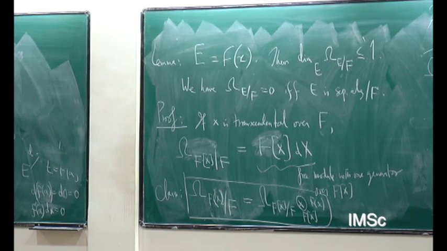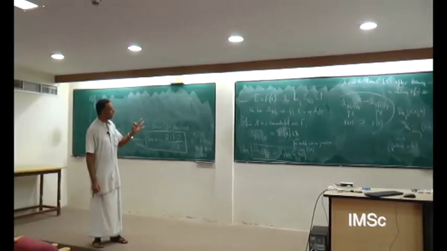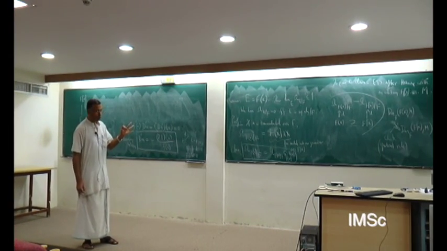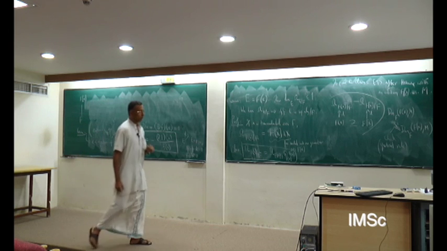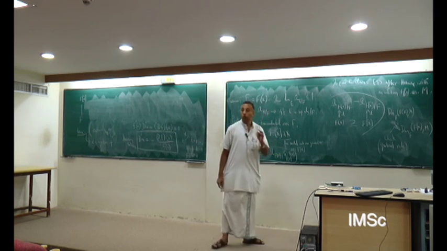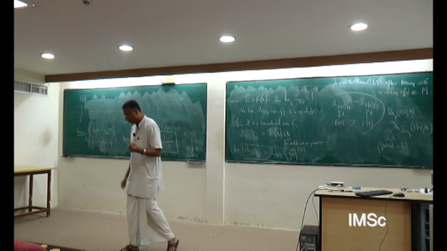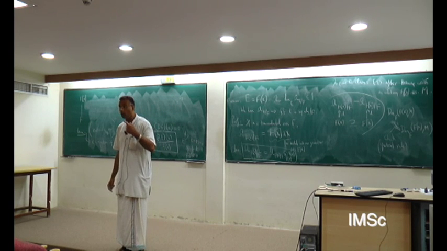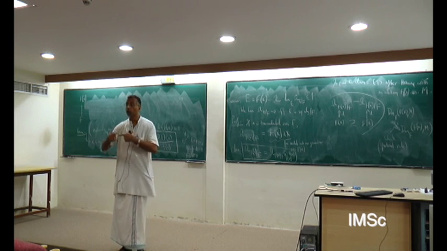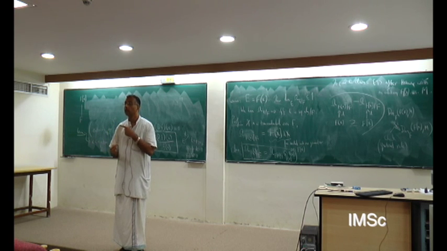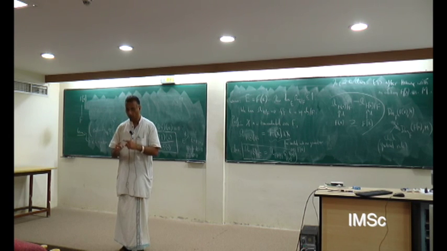Okay, that's okay, but still it remains to see that, going back, what is the proof that it is 1 if it is algebraic but not separable? Okay, the proof goes as follows.